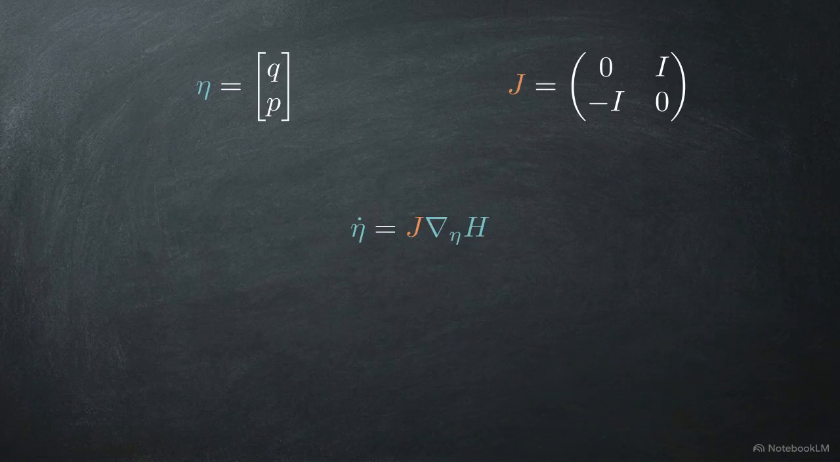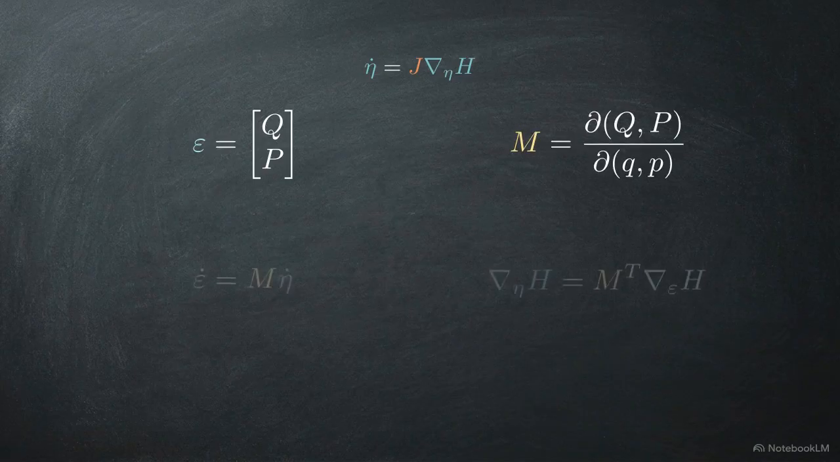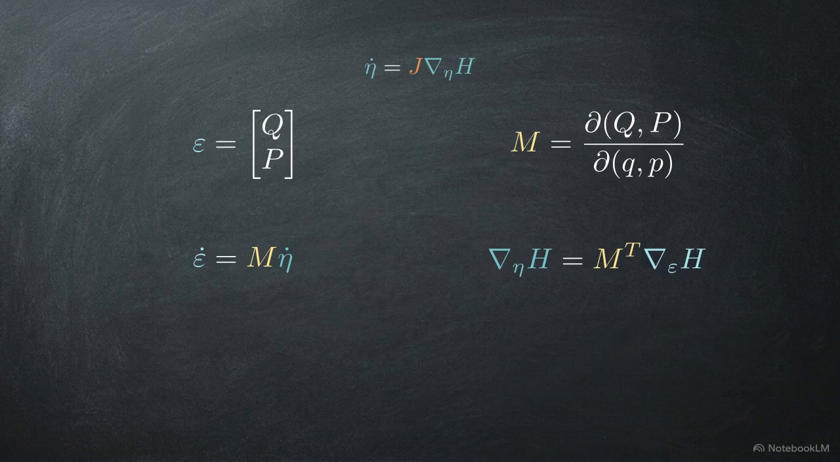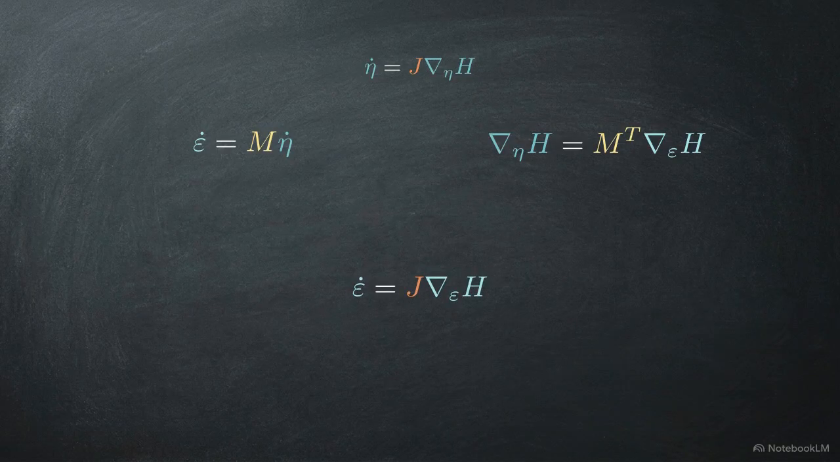We then represent the transformed state, capital Q and P, as a new vector, epsilon. To bridge the old and new vectors, we define the Jacobian matrix, M, as the derivative of our new coordinates with respect to the old ones. Inserting these new variables into the matrix equation allows us to test if the functional form survives the transformation.